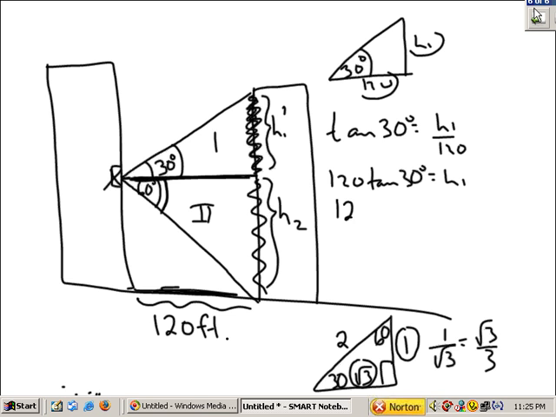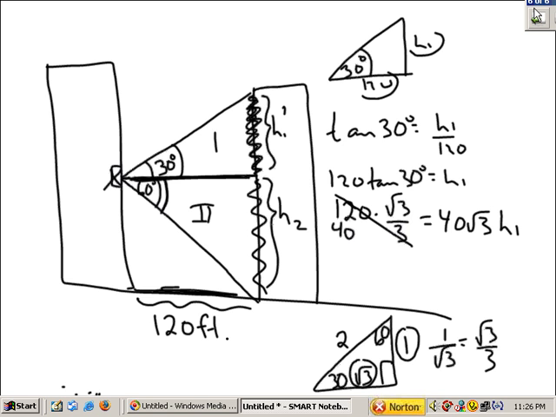So we have 120 times square root of 3 over 3. 3, I meant to say, goes into 120 40 times. So we have 40 square root of 3 for H1. That's the exact answer. You want to round it off? Round it off. Personally, I think we should do exact mathematics.